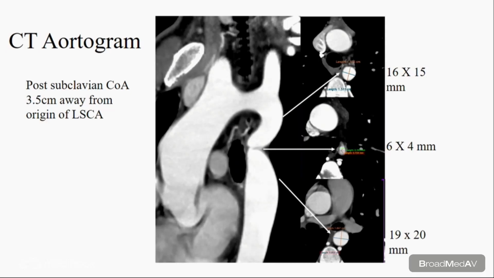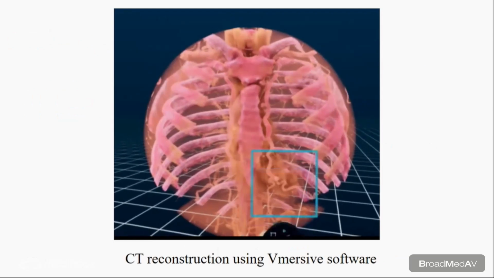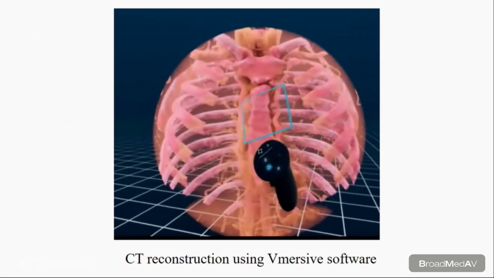This is the CT aortogram, which shows again the post-subclavian coarctation located around 3.5 centimeters away from the origin of the left subclavian artery. The isthmus measures around 16 into 15 millimeters. The narrowest segment is 6 into 4 millimeters, and there is minimal post-subclavian dilatation, which at that point measures 19 into 20 millimeters. We did a CT reconstruction using an immersive software.